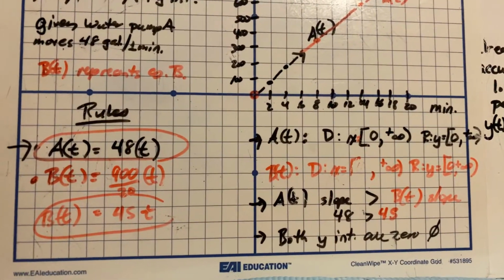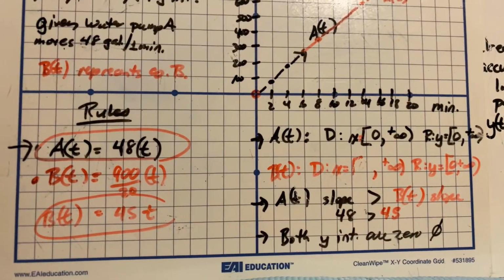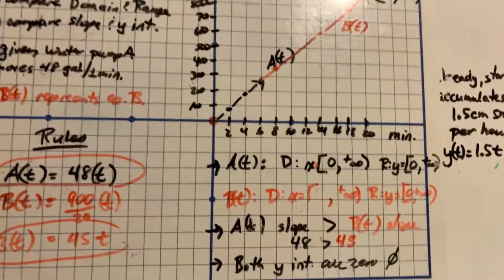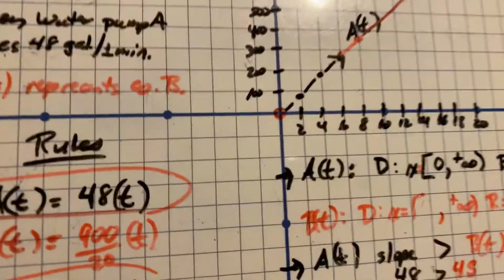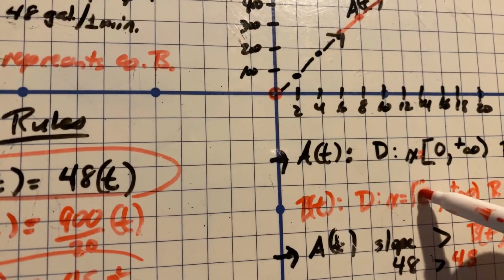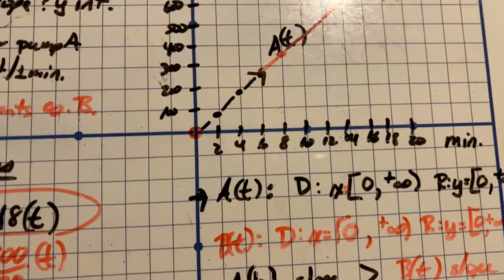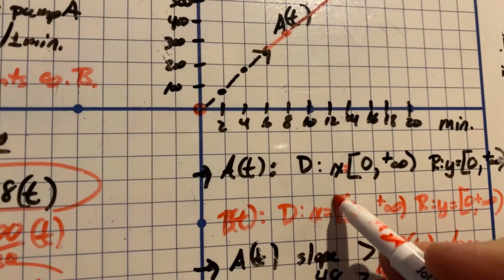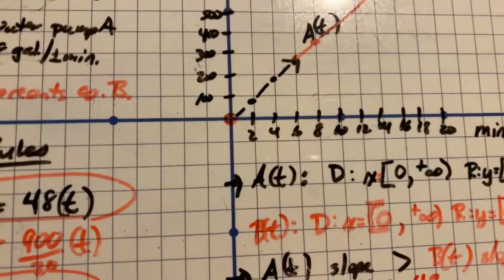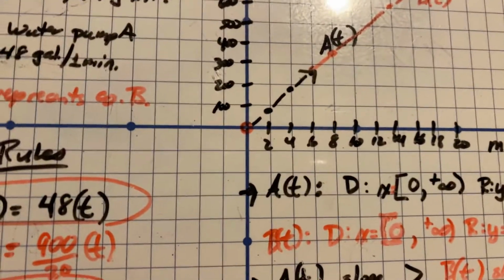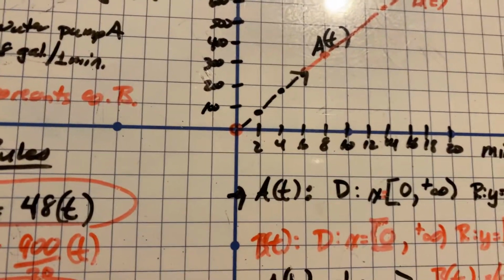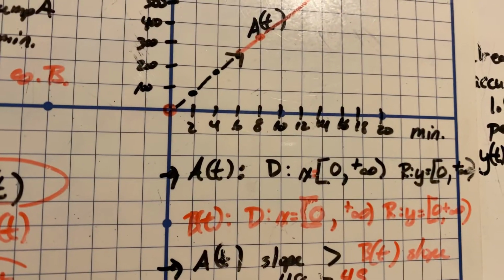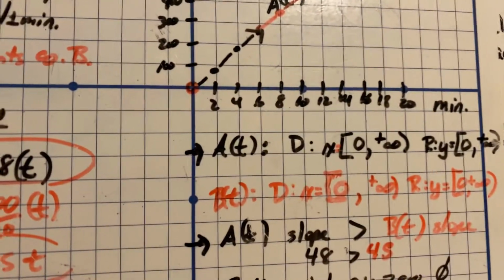For the domain of company B, and I apologize, it did wipe off there, that should be from 0 to positive infinity. So let's go ahead and write that back in. Domain goes from 0 to positive infinity, and note that 0 is included, but infinity never is. And so I call it a hard close and a soft close. One is a bracket, one is a parentheses, and that is interval notation. Taking a look at company B for the range, also it would go from 0 to positive infinity.